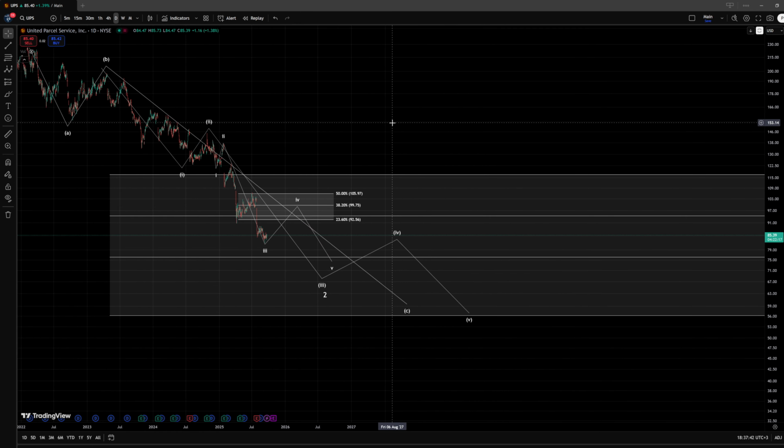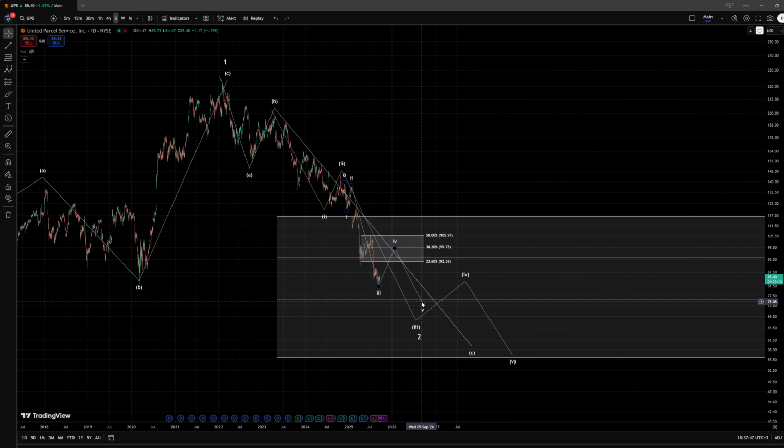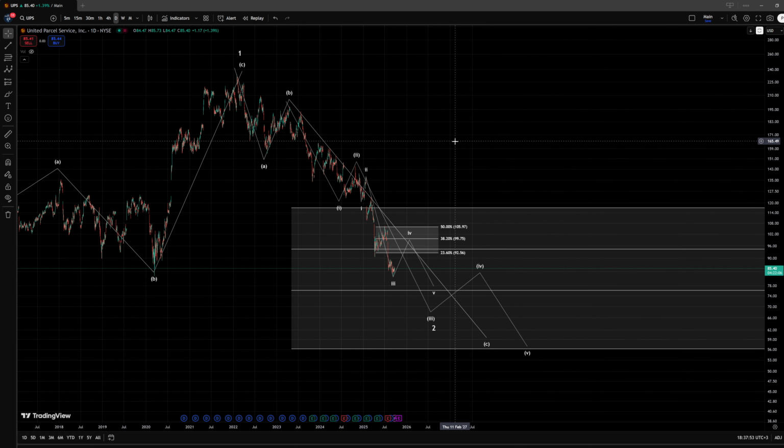And for now, really, there isn't much else to add. We still need to track the continuation to the downside here, and I do expect further downside after this relief rally within the wave 4. So these are the levels, this is the trade setup.